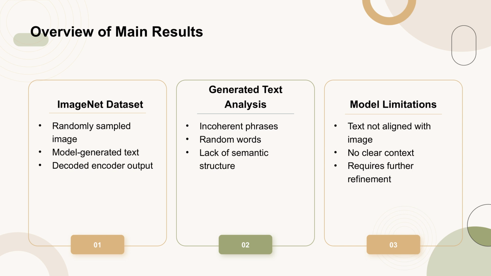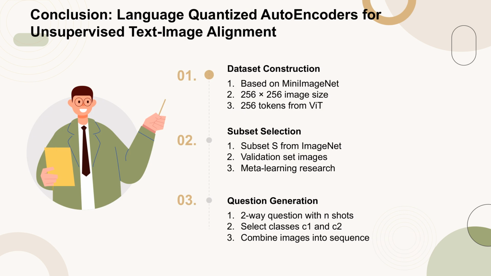the generated text. In this study, the dataset construction is based on mini-ImageNet, using a 256 by 256 image size to generate 256 tokens from the Vision Transformer (ViT) encoder. The subset of ImageNet classes, referred to as S, is selected from the validation set, aligning with previous meta-learning research. The process for generating a two-way question with n inner shots involves selecting two classes, C1 and C2, choosing n images from each, and combining them into a sequence. The label is assigned based on the first class name from the ImageNet dataset.